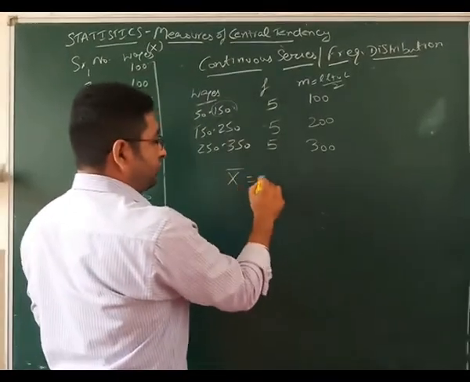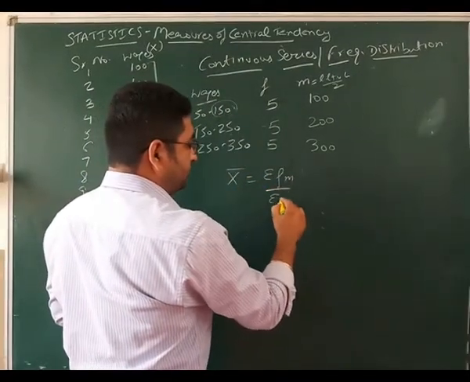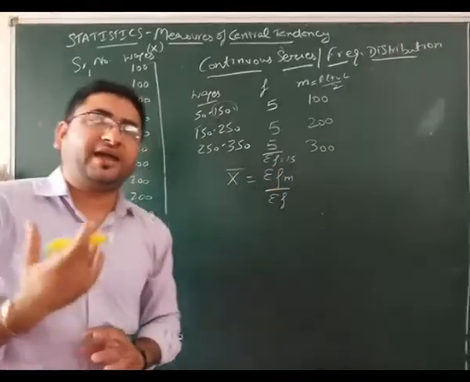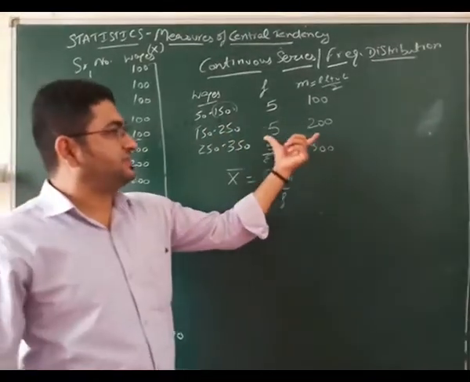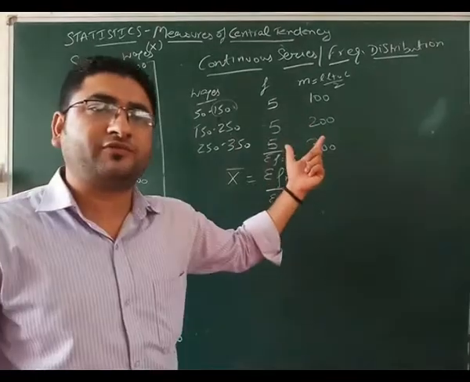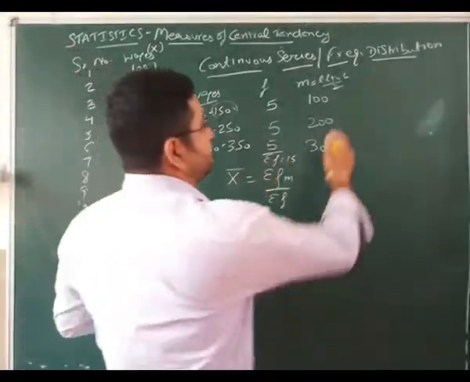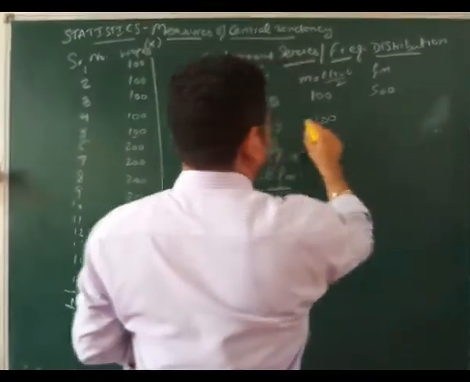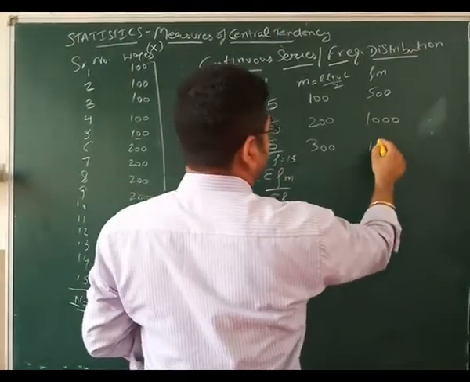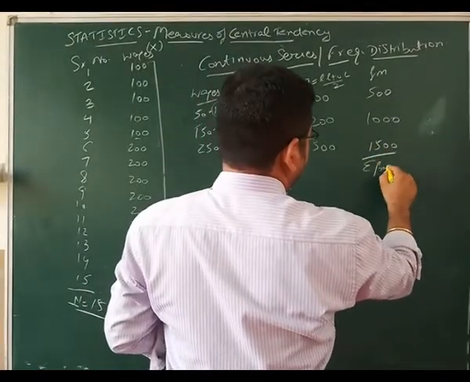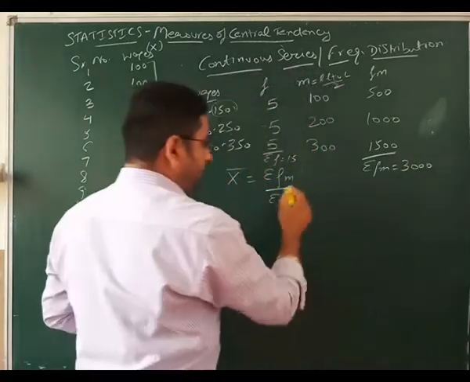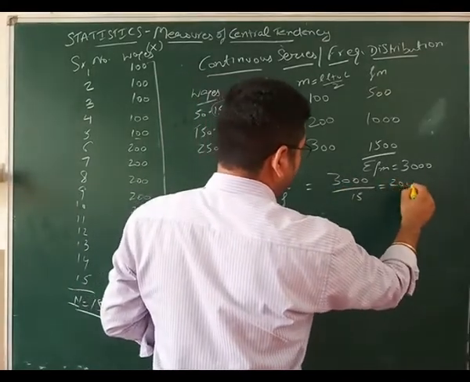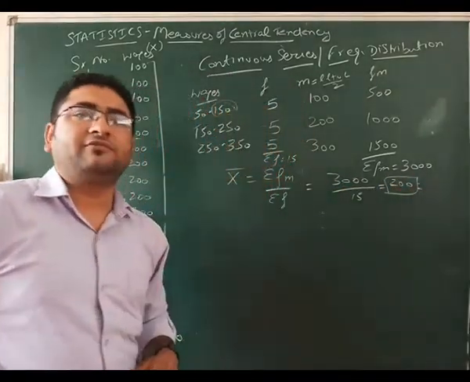Now here I will use the formula summation fm upon summation f. Mind my point, here m is acting like x. This is a kind of discrete series or frequency array, so we have the same process. There we did fx, here we will do fm. So it would be 500, 5 into 200 is 1000, 5 into 300 is 1500. So my summation fm value is 3000 and I'll substitute the values. 3000 upon 15 is equal to rupees 200 as the average.